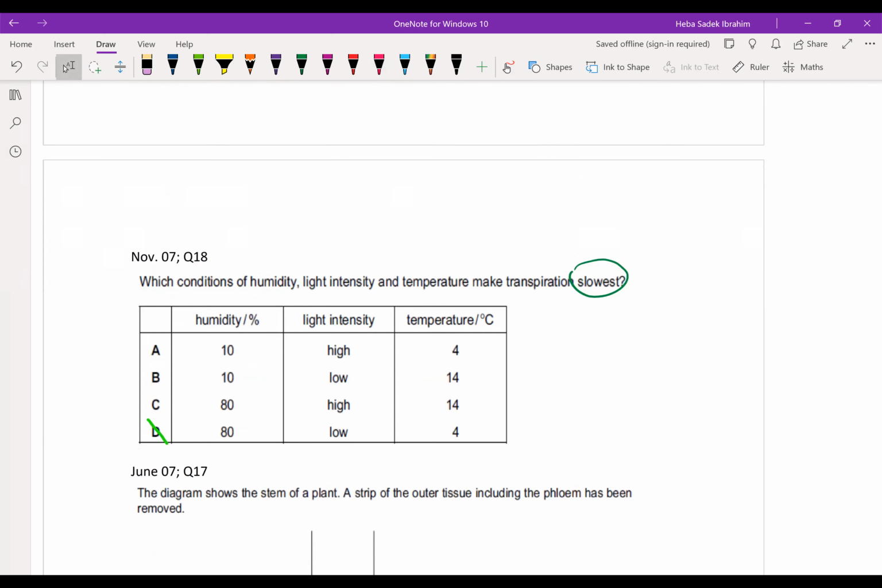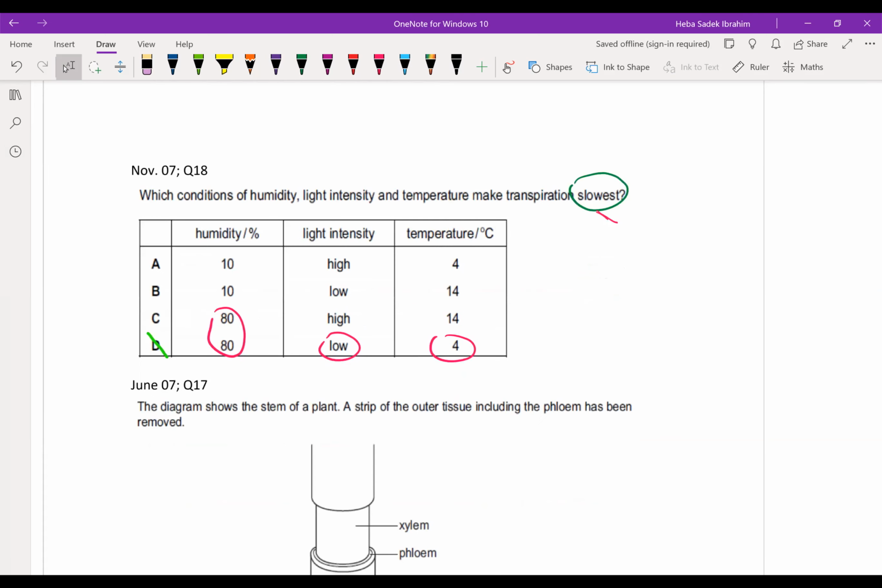Here it says the slowest. When do I have the least transpiration? Least transpiration means highest humidity, so it is one of these two. Then if I'm going to have the least transpiration, I want low temperature and low light. So the answer is D. Whenever you look at a multiple choice question, usually you can cross out two answers. We excluded A and B because those are low humidity, and then you look at the other two variables in the question.